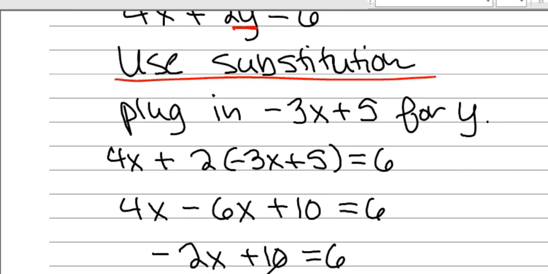So I'm plugging it into the second equation. So I now have 4x plus 2 times my negative 3x plus 5 equals 6.